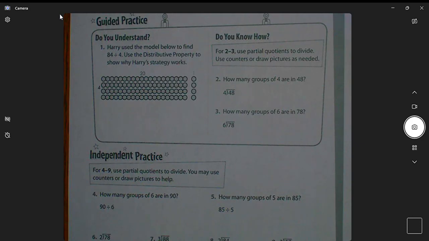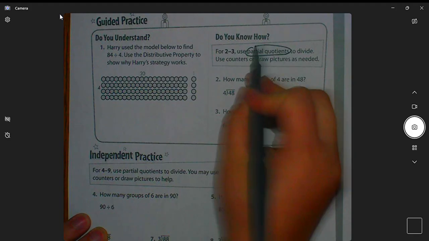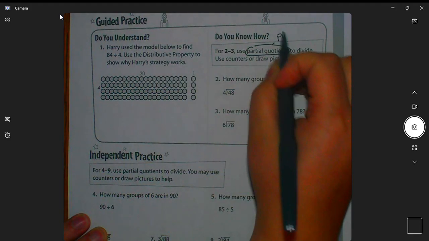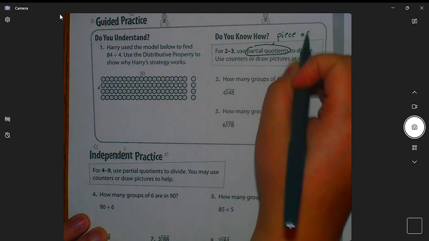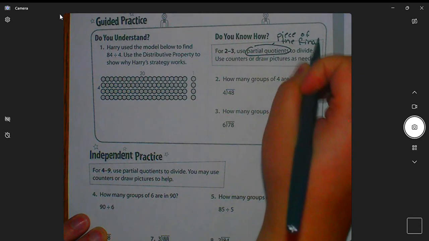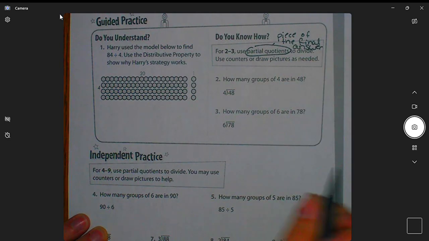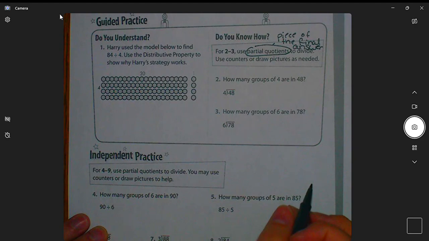Now, before I can get into partial quotients, we need to know what a partial quotient is. A partial quotient is a piece of the final answer. The reason I use partial quotients is because as a beginning divider, sometimes I get confused and I need to know all my steps.